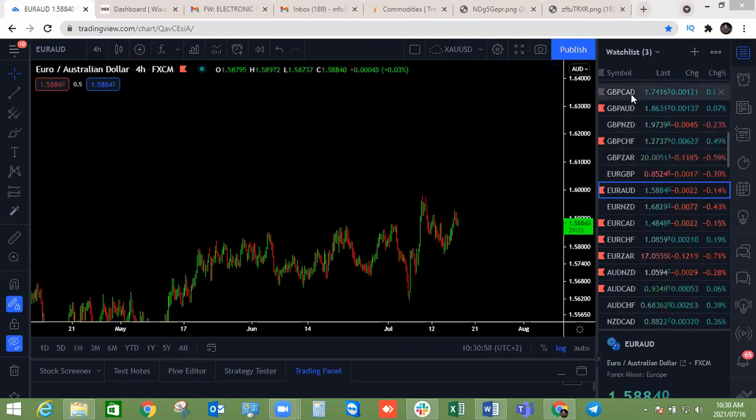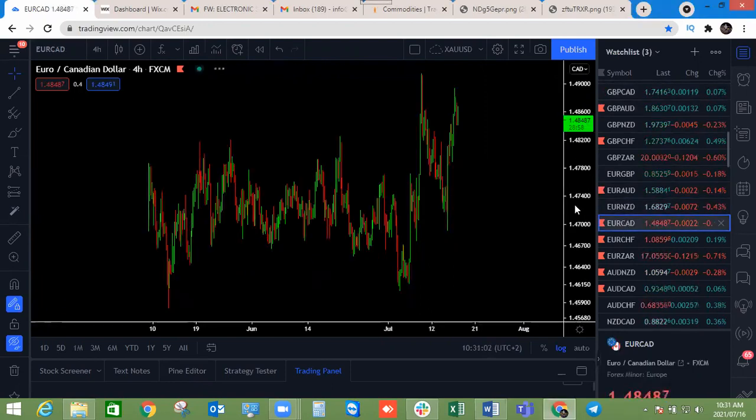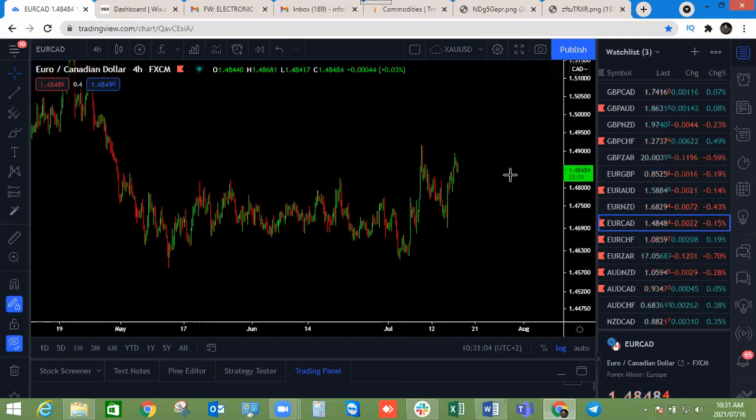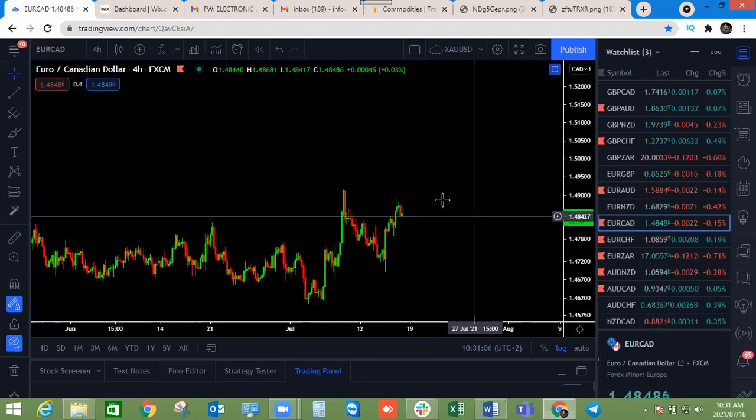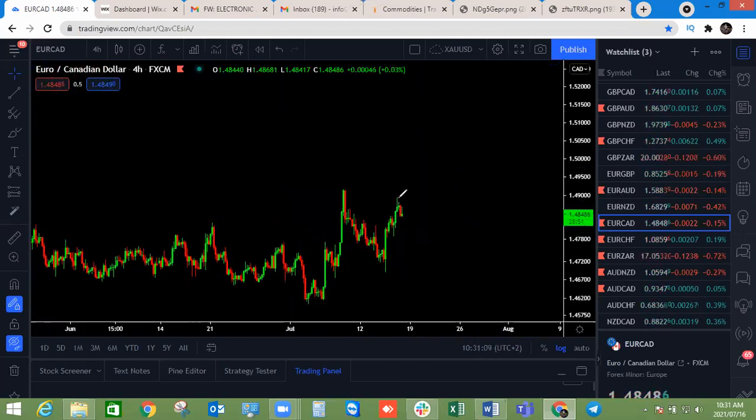Okay, so that is Pound CAD and Euro CAD. Euro CAD, we should see a bit of a pullback here in 3 waves, but we'll still expect this to come around these levels.